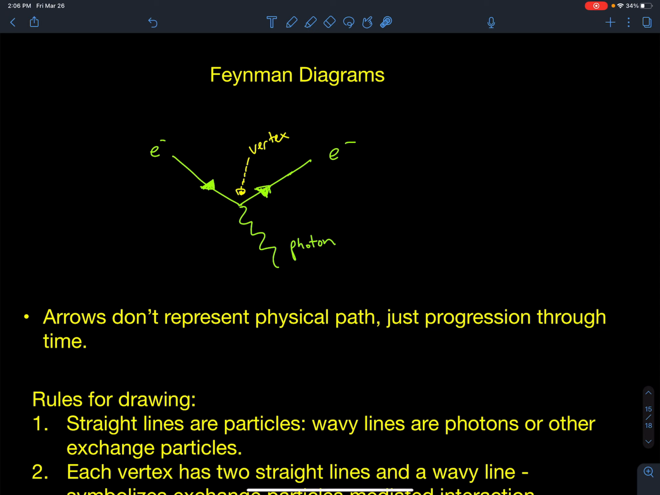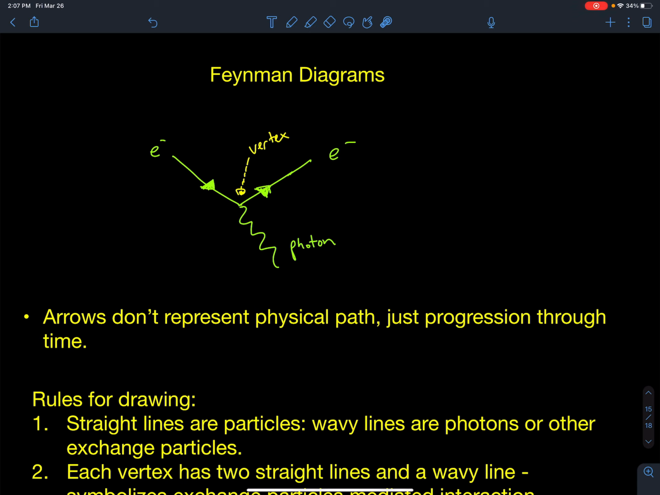Okay, so usually in any Feynman diagram, you're going to see straight lines and curvy lines. They all meet together at a point, which is called a vertex. And it just depends on what particles are interacting. In this case, I have an electron going in and out of that vertex, and we have a photon in there. So let's try to understand what this diagram is representing.